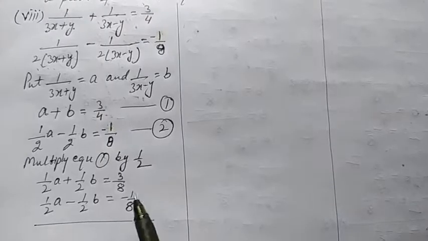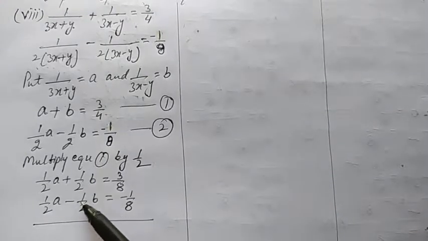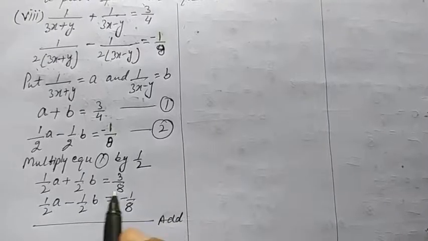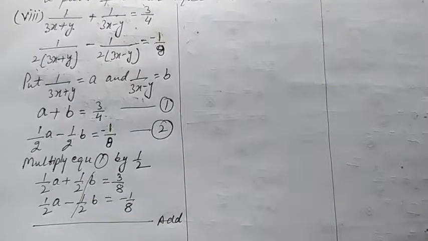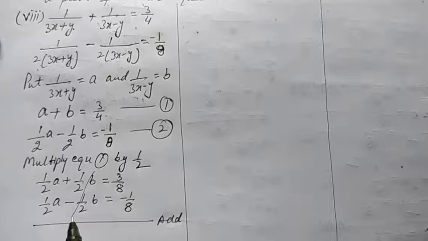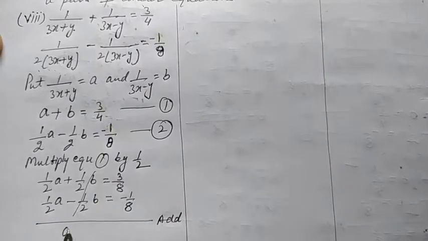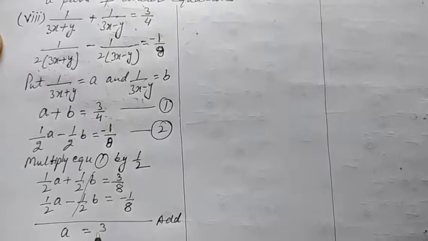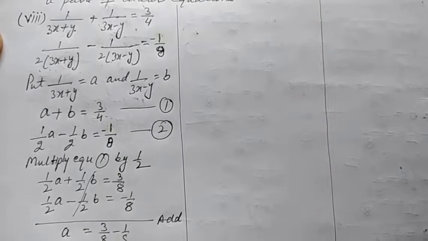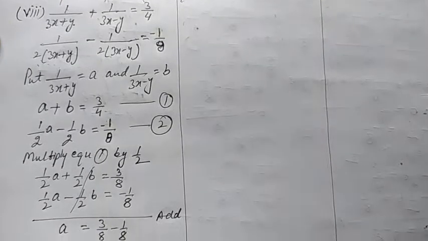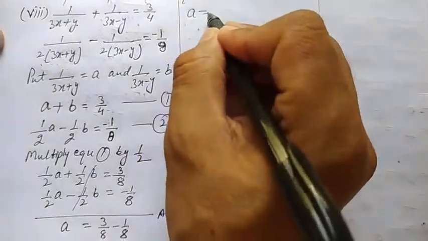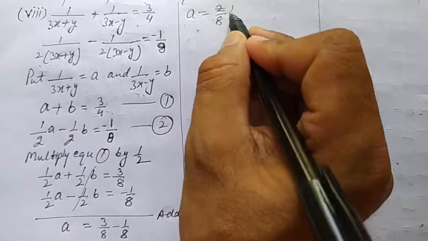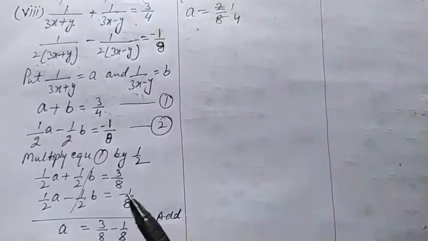Now see here, the coefficient of b is same and with opposite signs. So we will add these two equations. So this will be cancelled. So 1 by 2a plus 1 by 2a is a. Half a plus half a is 1a is equal to 3 by 8 minus 1 by 8. So here a will be 3 by 8 minus 1 by 8, which is 2 by 8, that is 1 by 4. So a value is 1 by 4.